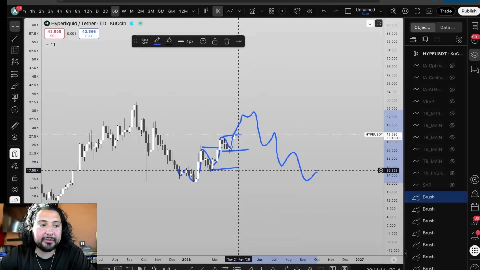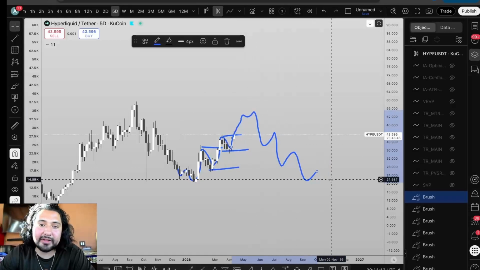Like me personally, I'm de-risking or maybe building a hedge short. I haven't decided if I am or not. We'll see once we get there.